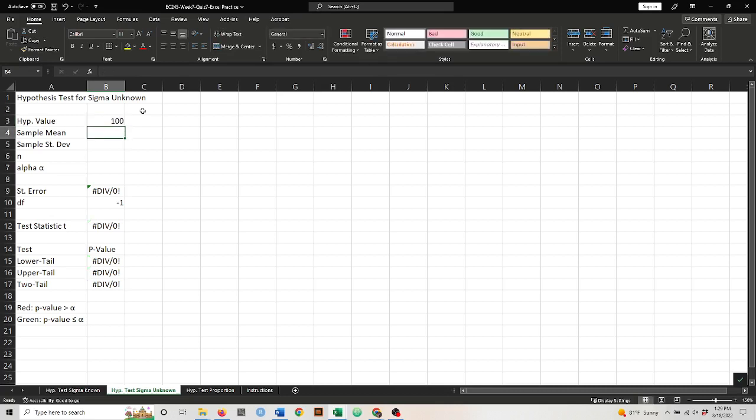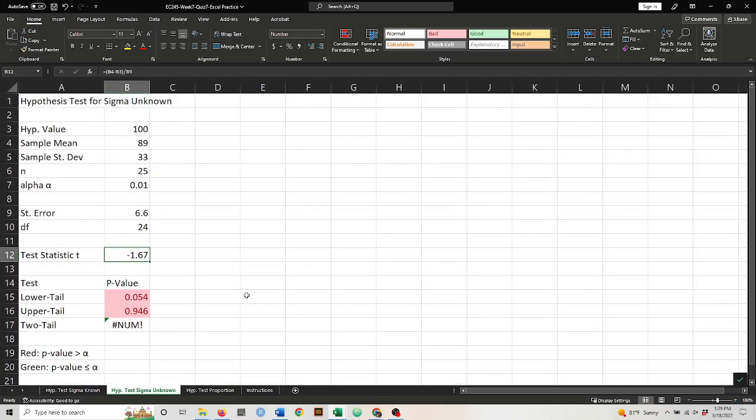Our hypothesized value is $100. Sample mean was 89, sample standard deviation 33, N was 25. We let alpha be 0.01. In this particular case, it's an upper tail test. Hopefully your sheet matches. You can just plug these values in. We've got the test statistic, and we got the p-value for an upper tail test. I mentioned earlier that it's probably an upper tail test, and that looks correct here at 94.6%.